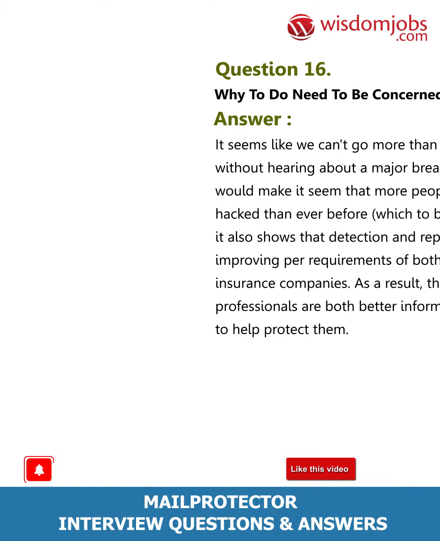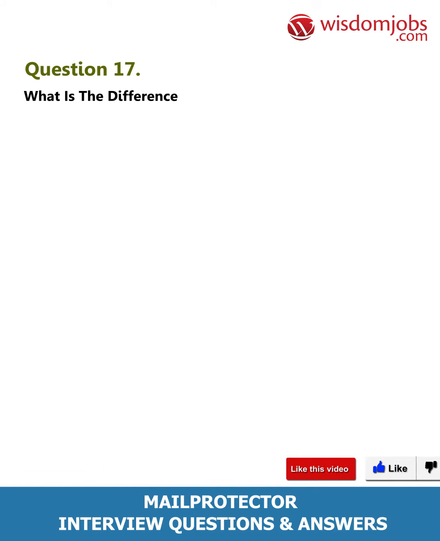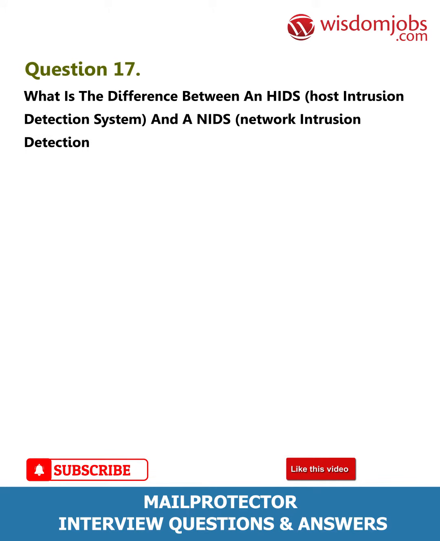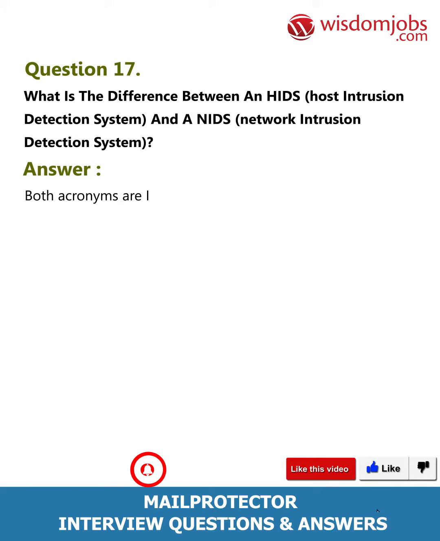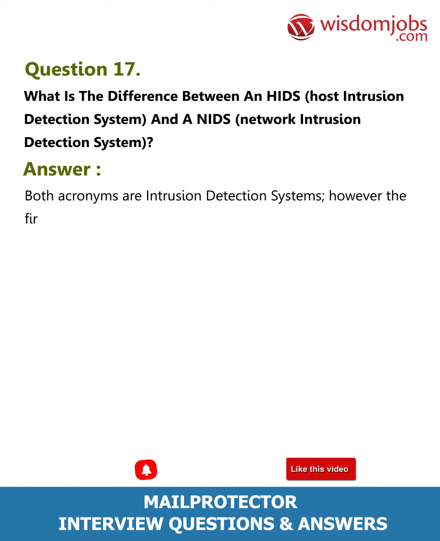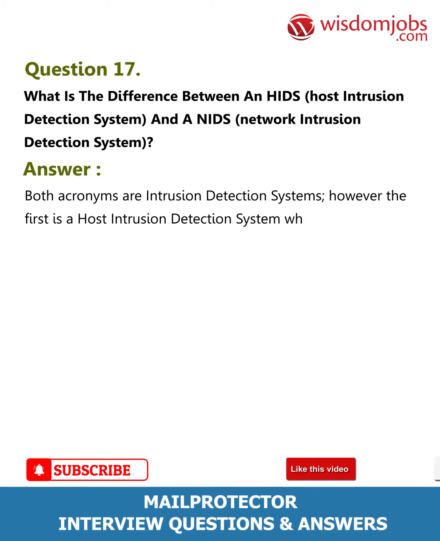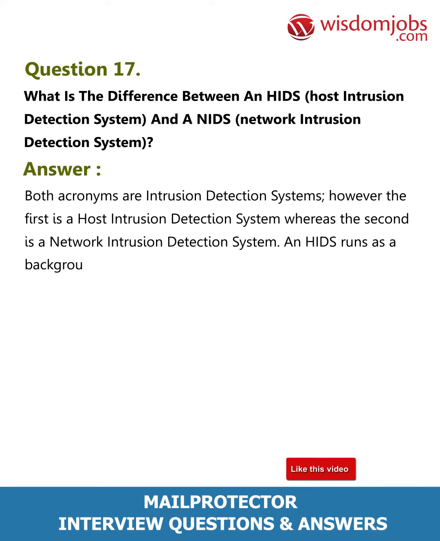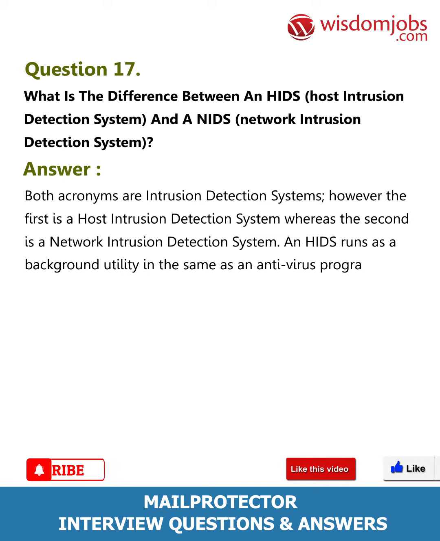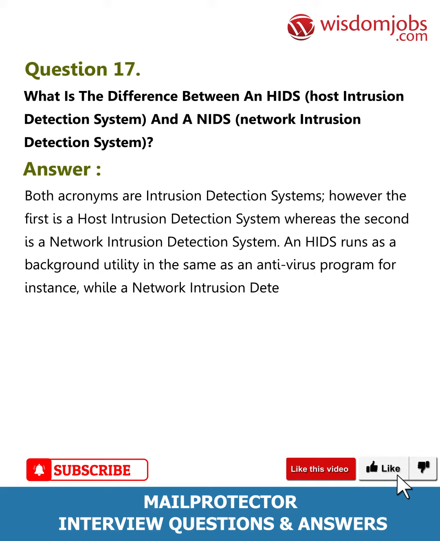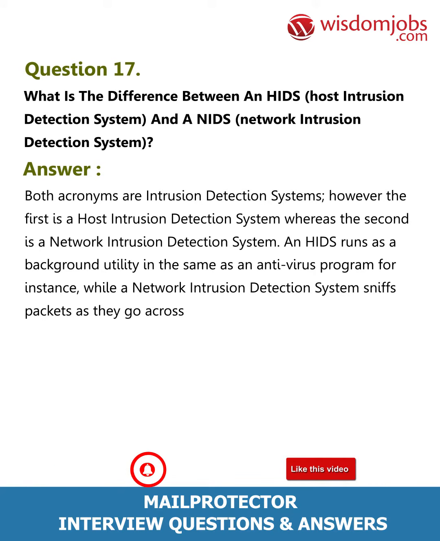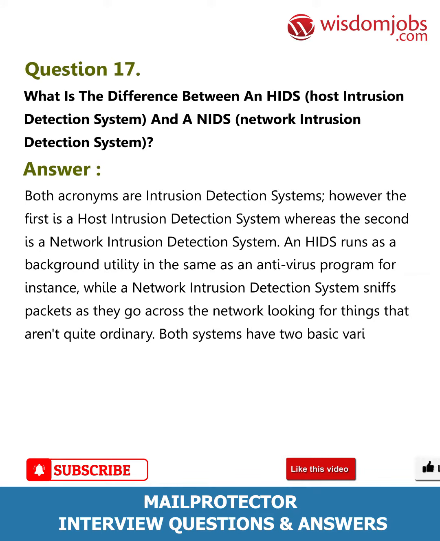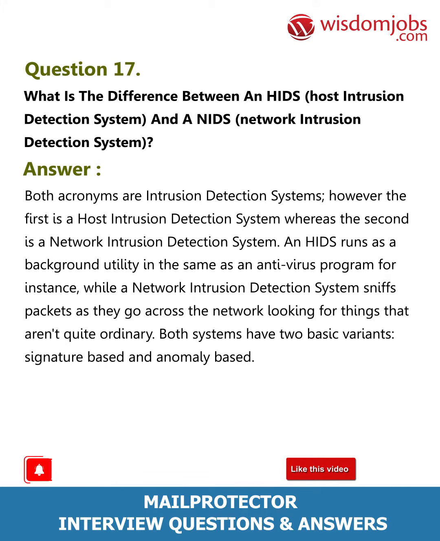Question 17. What is the difference between an HIDS host intrusion detection system and a NIDS network intrusion detection system? Answer. Both acronyms are intrusion detection systems, however the first is a host intrusion detection system whereas the second is a network intrusion detection system. A HIDS runs as a background utility in the same way as an antivirus program for instance, while a network intrusion detection system sniffs packets as they go across the network looking for things that aren't quite ordinary. Both systems have two basic variants, signature-based and anomaly-based.